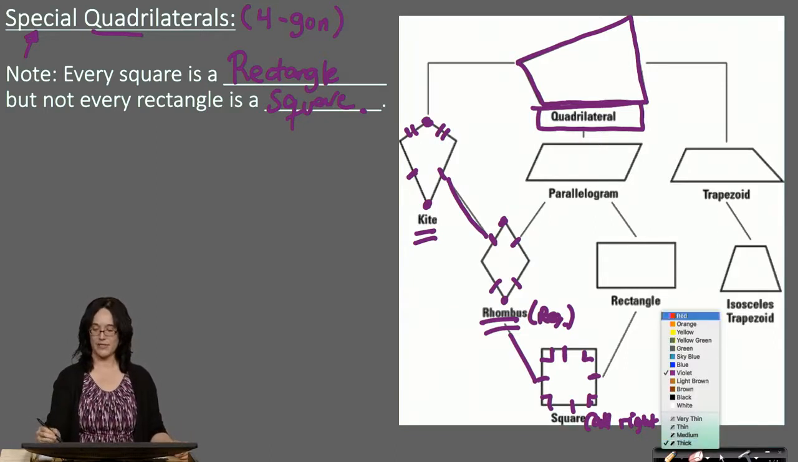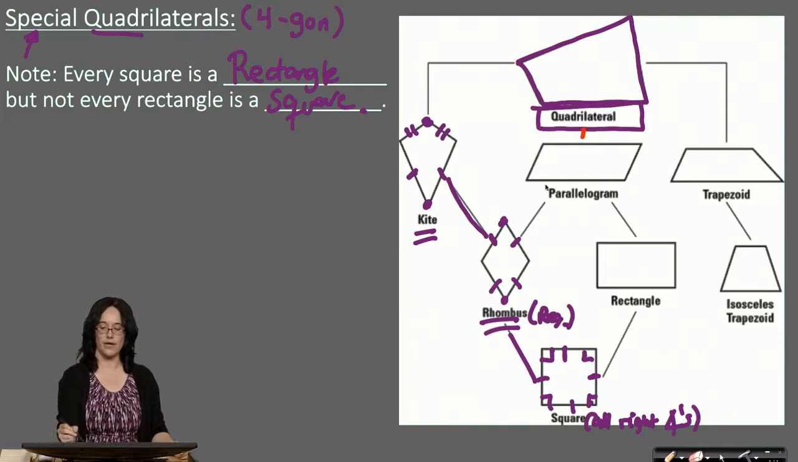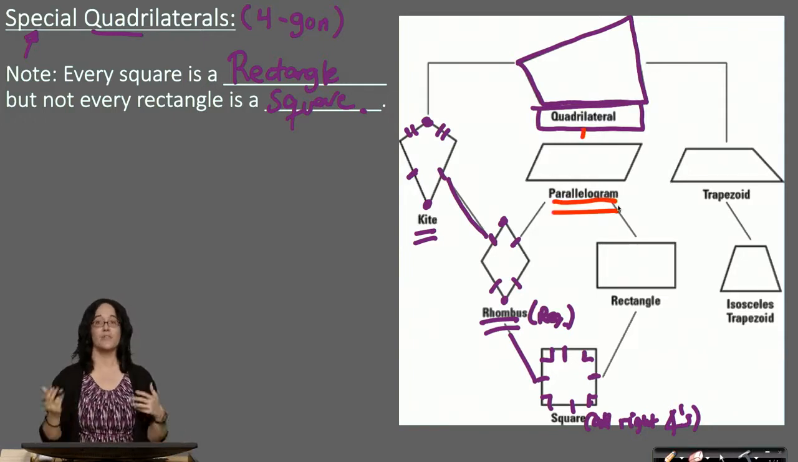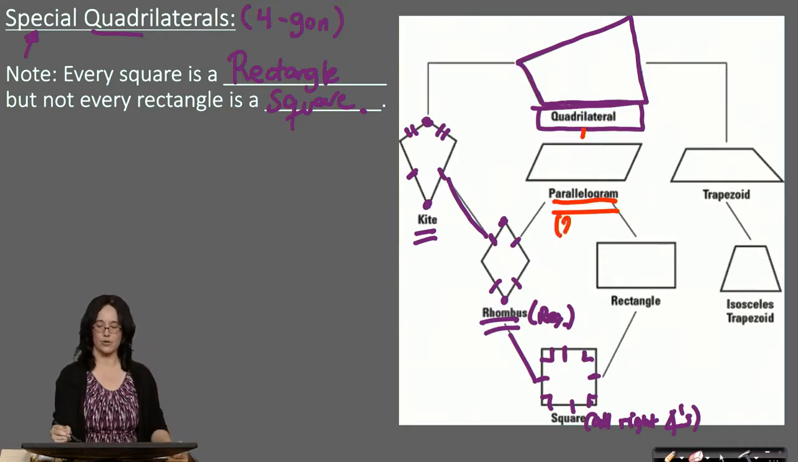Let's head over to another subcategory of quadrilateral called a parallelogram. Well, just like the name suggests, we are going to have some parallel line segments. So what do we mean by a parallelogram? We mean a quadrilateral that has exactly two pairs, so two pairs which are parallel.